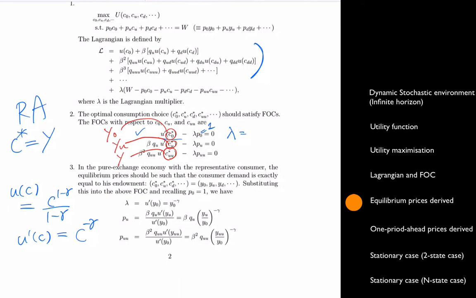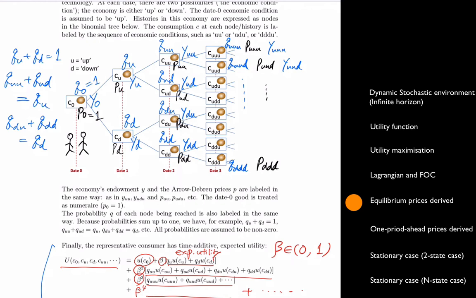Okay, in the equilibrium, prices must be such that the optimal consumption choice is equal to endowment. So C is equal to Y, and so on. And remember, this is the pure endowment economy, pure exchange economy. There is no storage technology or production technology. For example, there's no way to convert this node U good into node UU good. You cannot convert this good to this good or from this good to this good. There is no such technology. You cannot store goods. All the goods are perishable. If you don't eat them, then they will go bad.